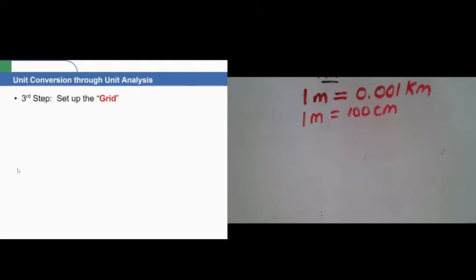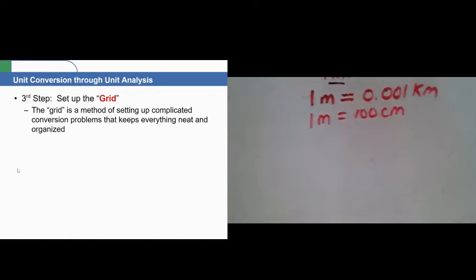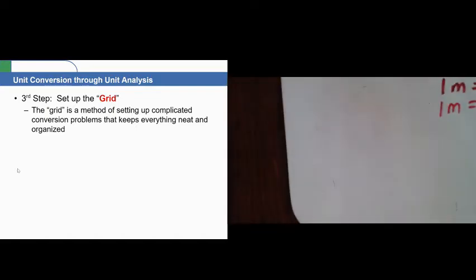Now, the third step is to set up the grid. Now, the grid is the most important part about all of this. And you guys are going to set it up in a certain way. I'm going to ask you to always do it exactly the same way. Basically, the grid is a method of setting up complicated conversion problems that keeps everything neat and organized.